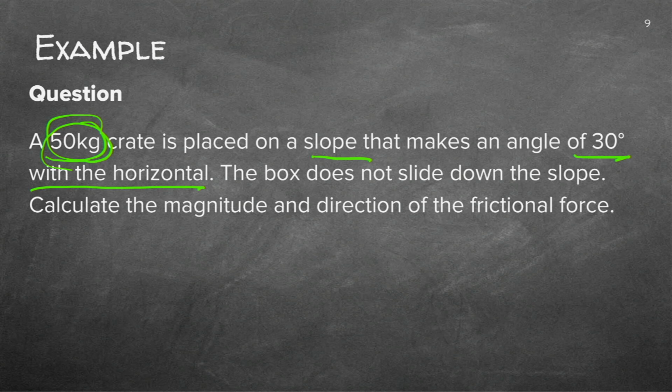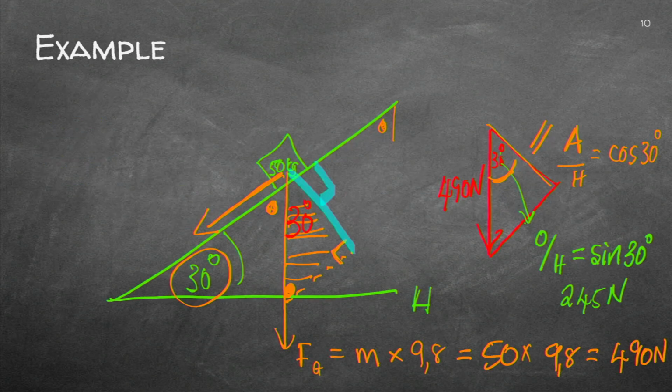Let's go back to our question. The box does not slide down. It is standing still. Calculate the magnitude and direction of the frictional force. Now, if we go back, if this is the side where the parallel is going down, and we calculated that just now as 245. So I calculated that component as 245 Newton.